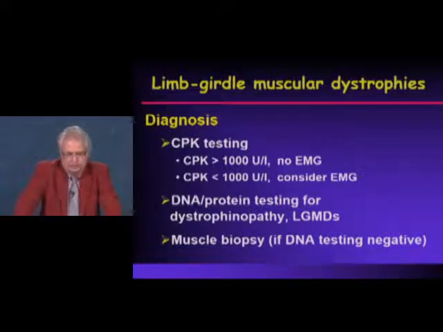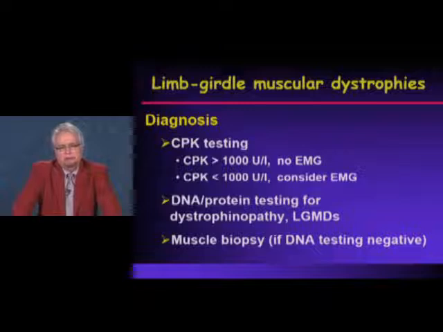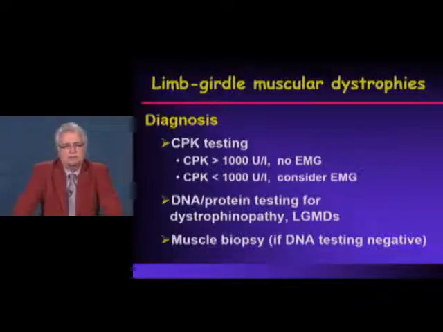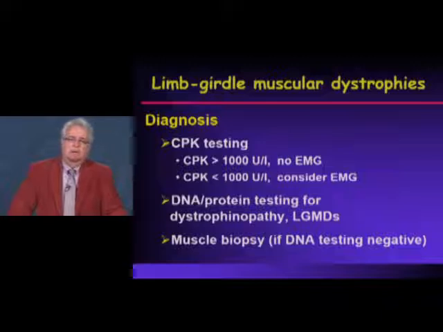The diagnosis of this group of conditions can be a little difficult clinically, although some of them have some distinct diagnostic clinical features. But nevertheless, we get some help from the laboratory because if the CPK is very high, if it's more than 1,000 units per liter, you don't actually have to do any electromyography. It does support the diagnosis of muscular dystrophy, but if the CPK is less than 1,000, you may consider electromyography because other conditions like spinal muscular atrophy can give you a CPK that's less than 1,000.